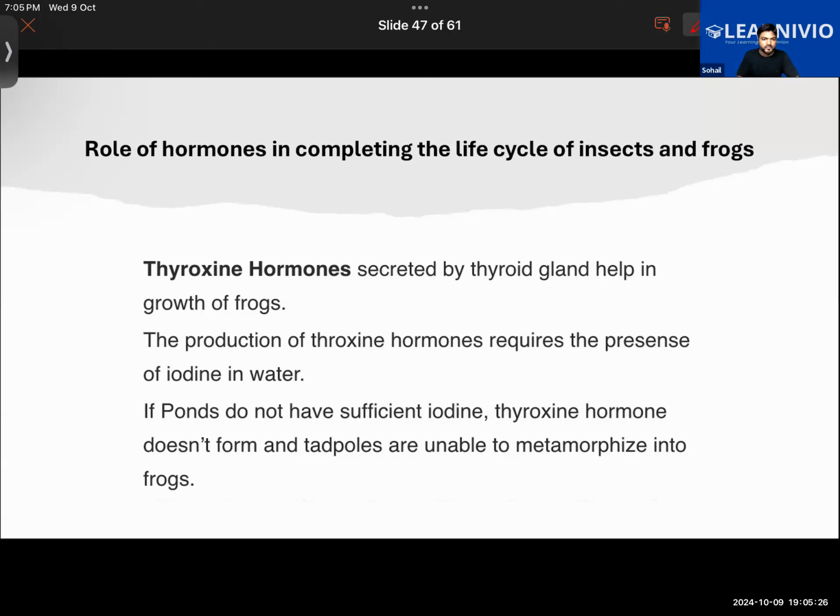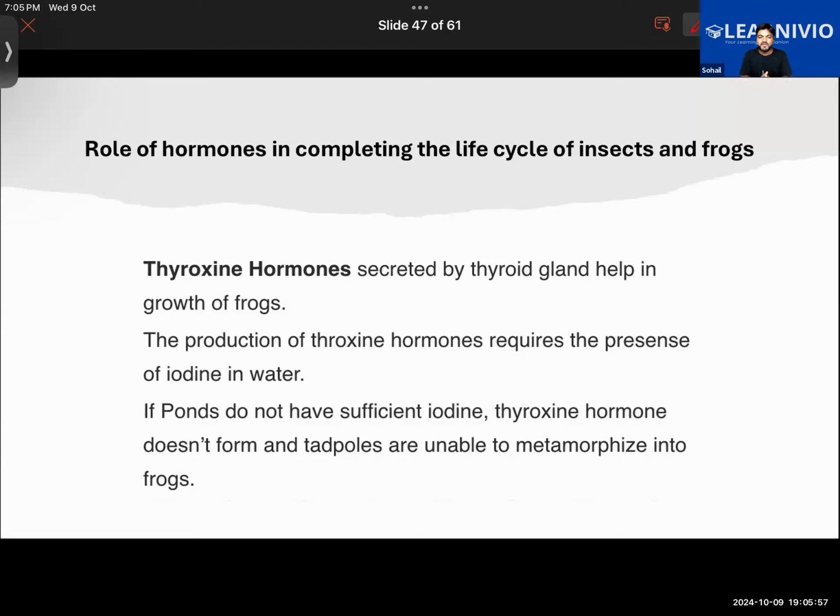Role of hormones in completing the life cycle of insects and frogs. Thyroxine hormones secreted by the thyroid gland help in growth of frogs. The production of thyroxine hormones requires the presence of iodine in water. If ponds do not have sufficient iodine, thyroxine hormones don't form and tadpoles are unable to metamorphose into frogs. Very good.